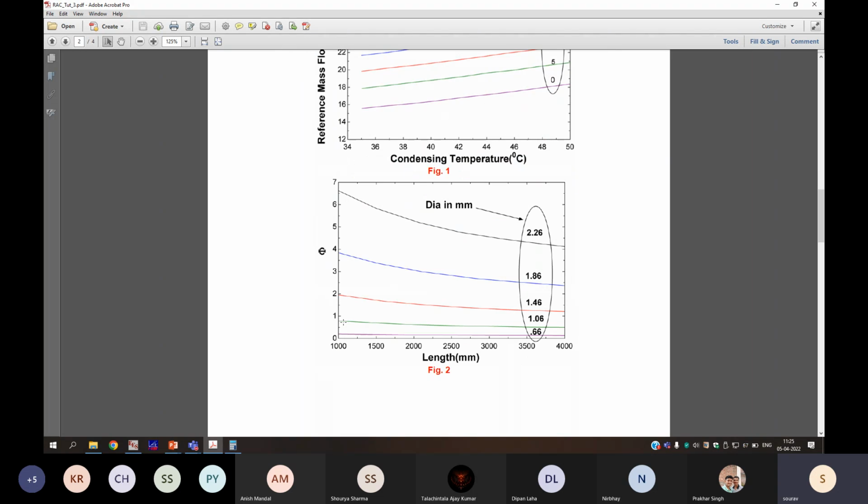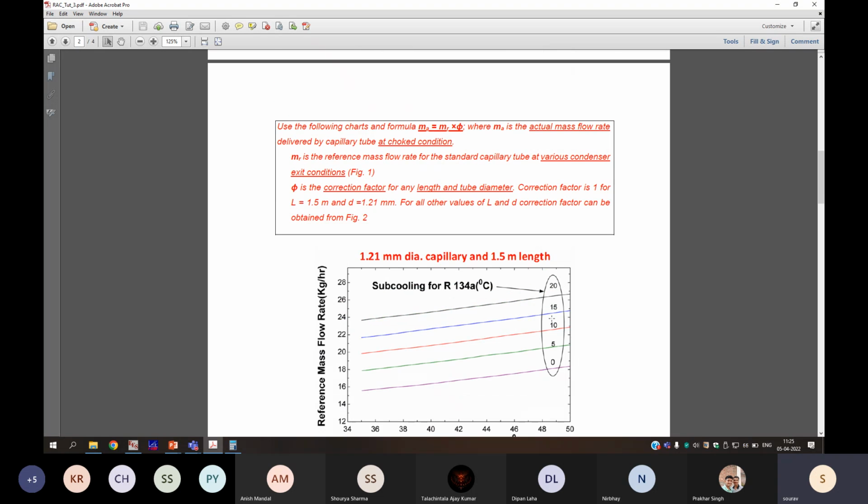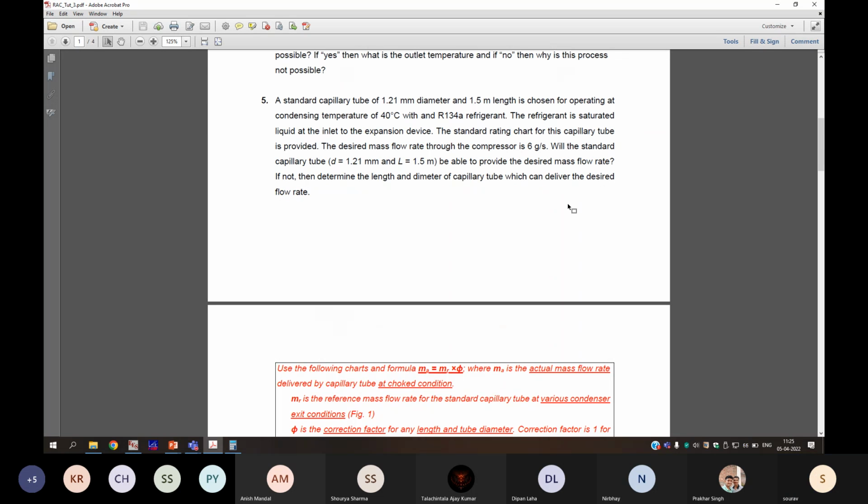1.35. So look for the 1.35 line. This is somewhere here. This is 1.5. Let's just draw a line somewhere there. So wherever it intersects, 1.46 as the diameter, and length is somewhere between 2,500 to 3,000. Maybe close to 2,500. That's it. So you require a capillary tube of 1.46 mm diameter and 2.5 meter length. That's the answer to the second part.